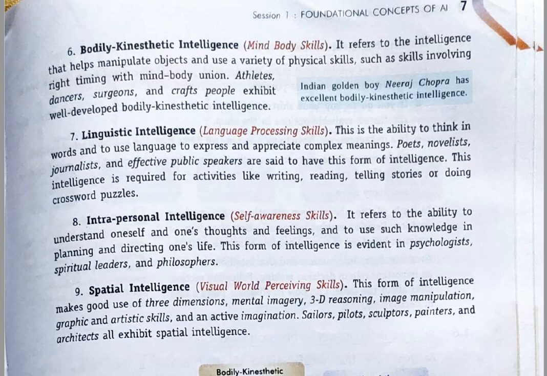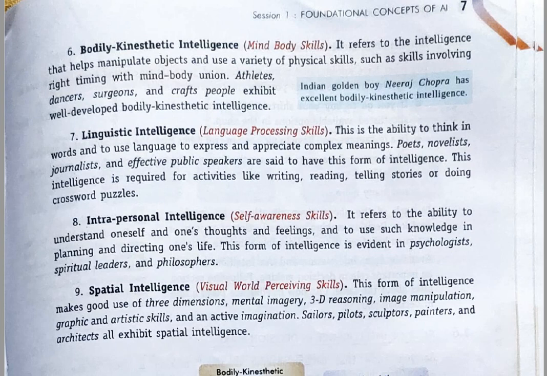Seventh is linguistic intelligence. That is the skill of language processing. So, if you have this quality to think in words and to use language to express and appreciate complex meanings, then this intelligence can be present. For example, poets, novelists, journalists, public speakers, influencers, motivators, these are the people having this linguistic intelligence.